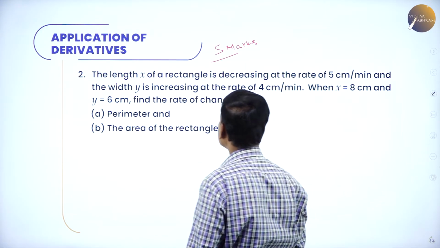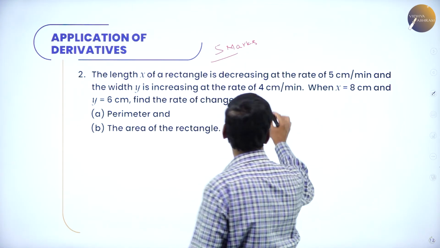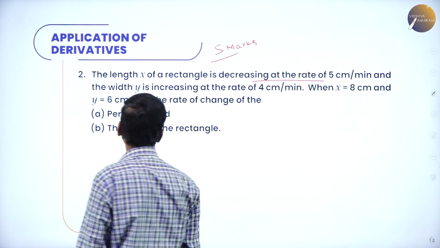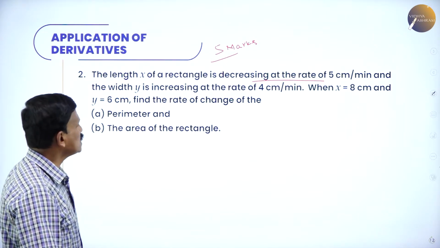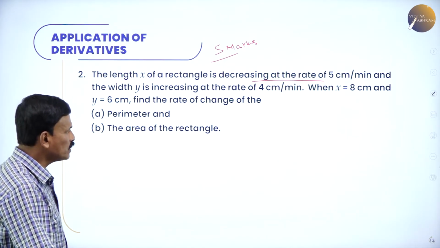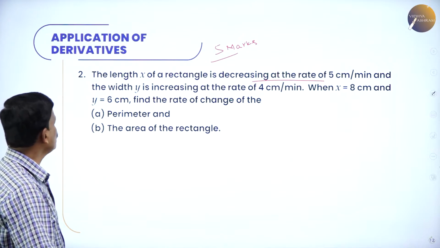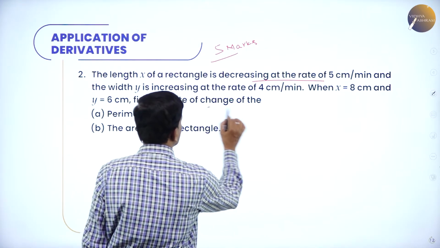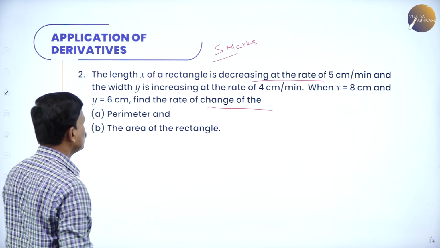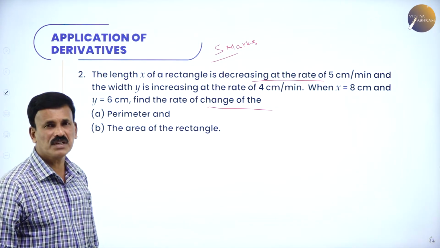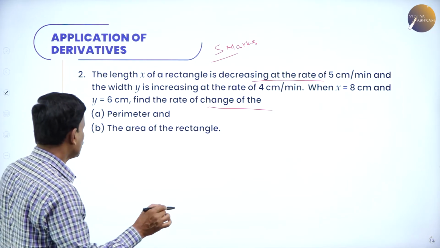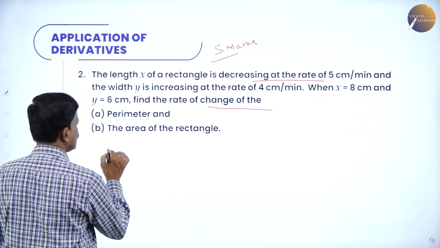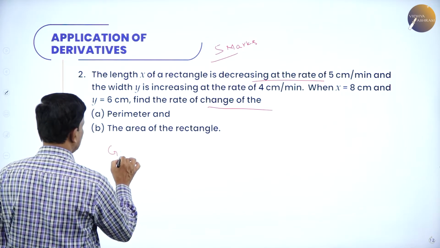The length x of a rectangle is decreasing at the rate of 5 centimeters per minute, and the width y is increasing at the rate of 4 centimeters per minute. When x is equal to 8 centimeters and y is equal to 6 centimeters, find the rate of change of the perimeter and the area of a rectangle. This is very important. Now, first, let us write down what is given.